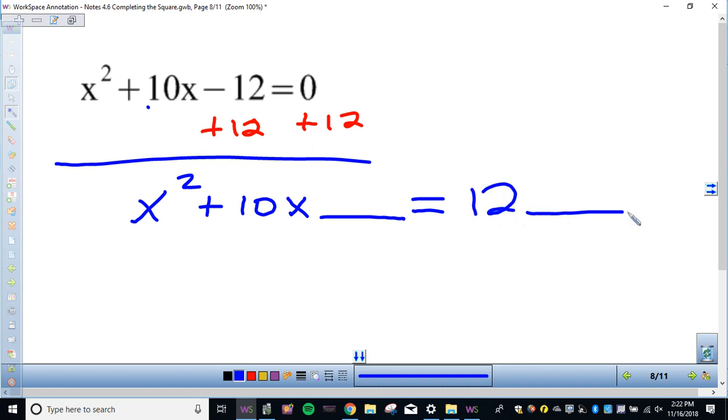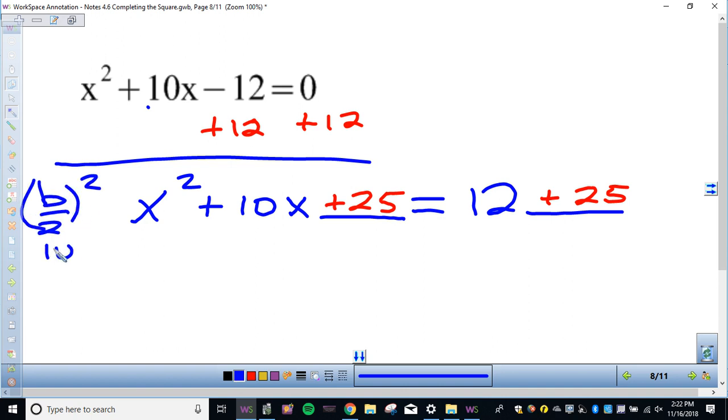Leave your blank space. What's b over 2 squared? 25, right? So again, if you can do that in your head and just add 25 right here and here, because 10 divided by 2 is 5, squared is 25. That's good. If you need to show this step, b over 2 squared equals 10 over 2 squared, which equals 5 squared, which equals 25. That's fine too. So what does the left side factor to?